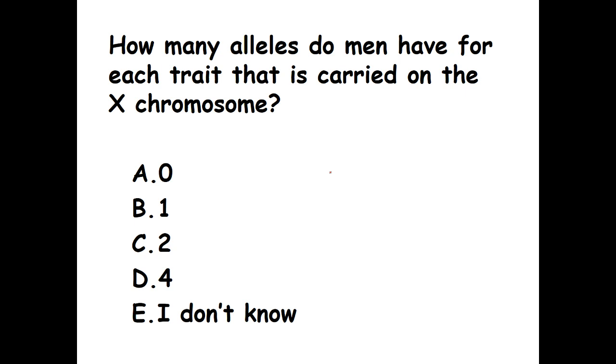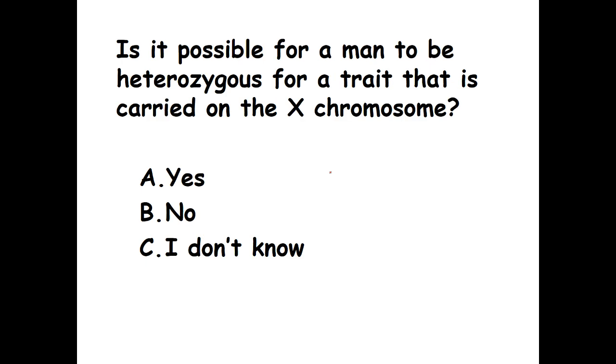Wow, everybody voted for B. I don't even have to explain. Perfect. B is correct because there's only one X chromosome. So if any allele or genes are carried on the X chromosome, a man will only have one copy of those. He won't have two. Females will have two copies because we have two X chromosomes.